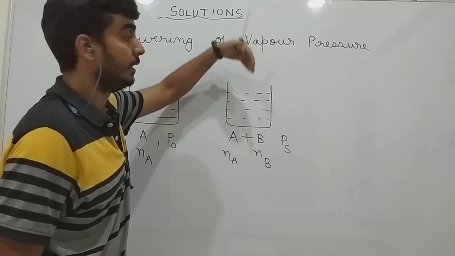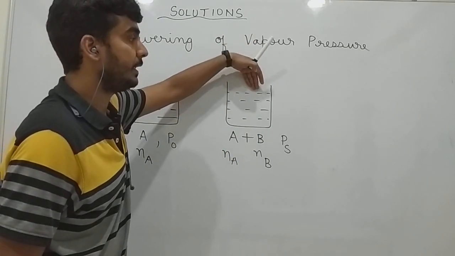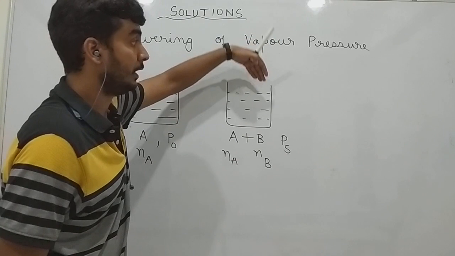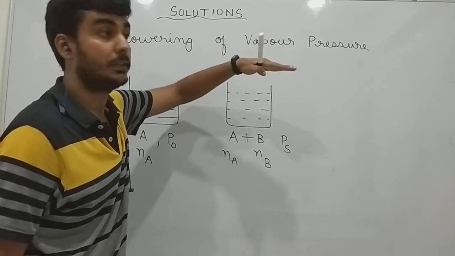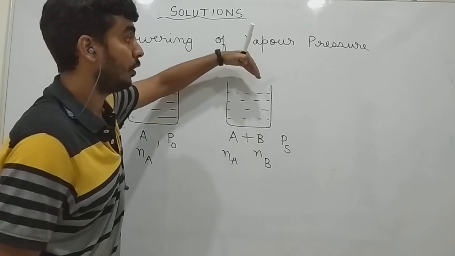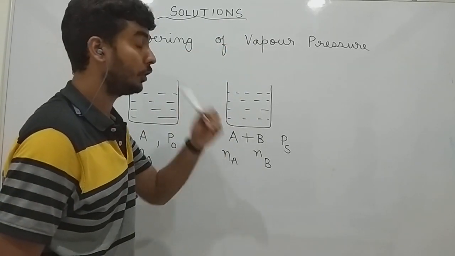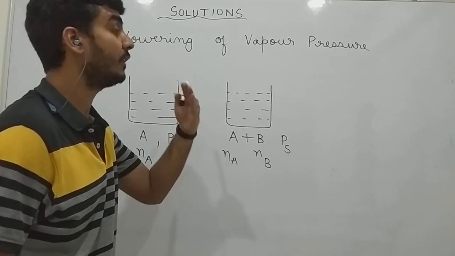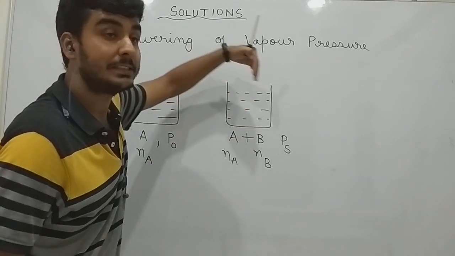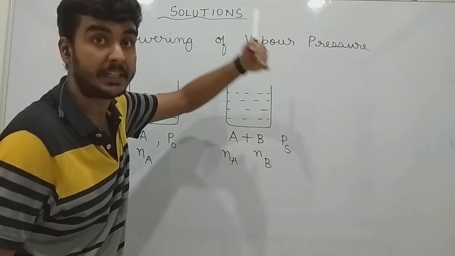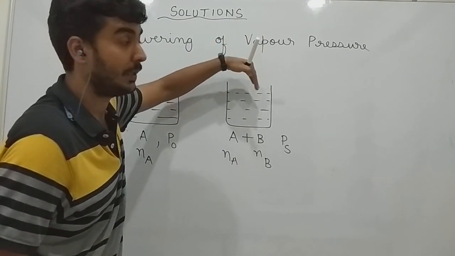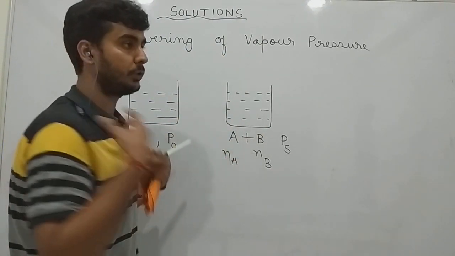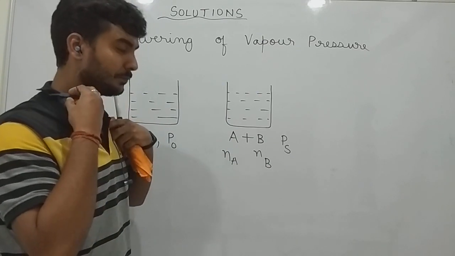Only A can absorb heat and escape into the gaseous state. So the number of molecules of A on the surface of this container is reduced because of the presence of B. That's why the vapor pressure of the solution gets reduced.